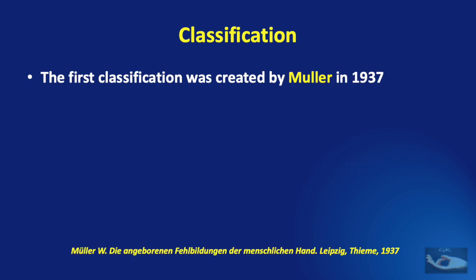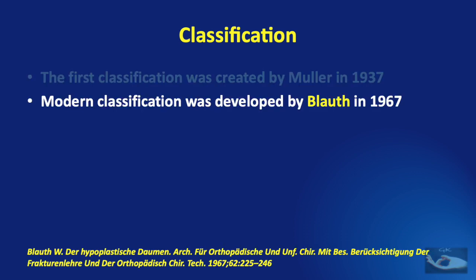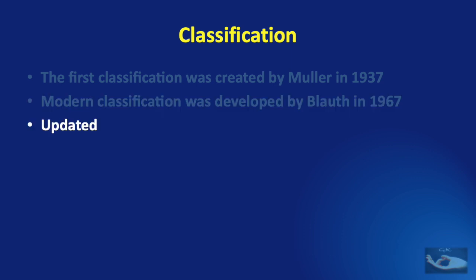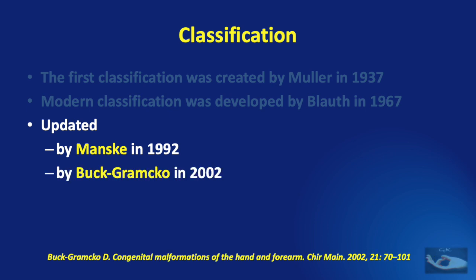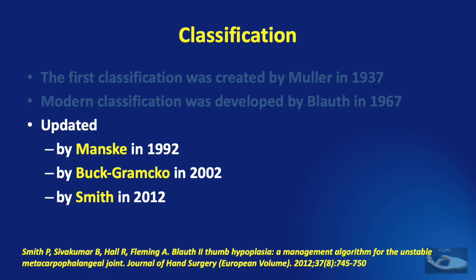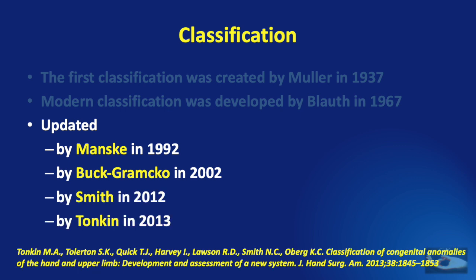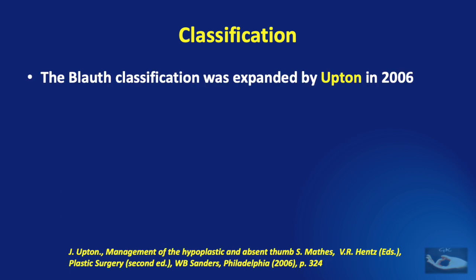Just to understand the sequence of how the classification of congenital thumb hypoplasia evolved, the first classification was created by Müller in 1937. The modern classification was developed by Blauth in 1967. It was updated by Manske in 1992, by Buck-Gramcko in 2002, by Smith in 2012, and by Tonkin in 2013. In 2006, the Blauth classification was expanded by J. Upton.